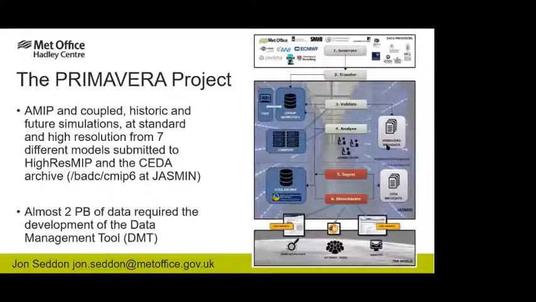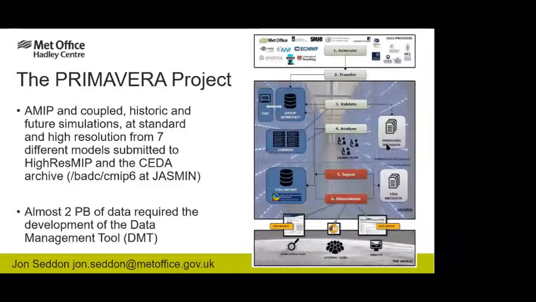Because we've got these massive high resolution simulations in PRIMAVERA, the 7 models are due to develop almost 2 petabytes of data, and so we've had to develop quite a strong data management plan to be able to cope with this data. On the right hand side here, you can see the flowchart we developed in the data management plan. So we've got 7 different climate models running on HPCs across Europe who are generating the data. They transfer these to a group workspace at JASMIN, where immediately we validate the data.